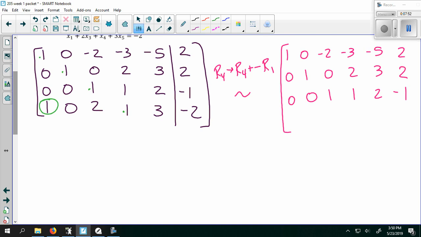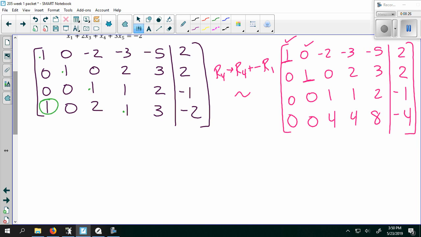So 1 minus 1 is 0. 0 minus 0 is 0. 2 minus -2 is 4. 1 minus -3 is 4. 3 minus -5 is 8. And -2 minus 2 is -4. Okay, column 1 is done. I have a 1 with 0s underneath it. Column 2 is done. I have a 1 in the pivot position with 0s underneath it.